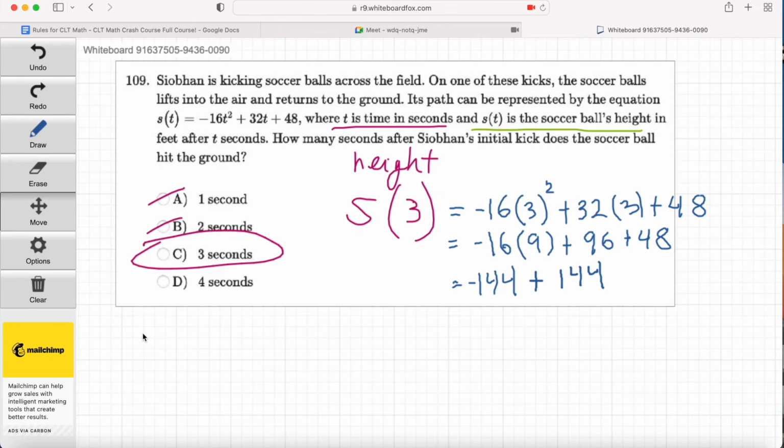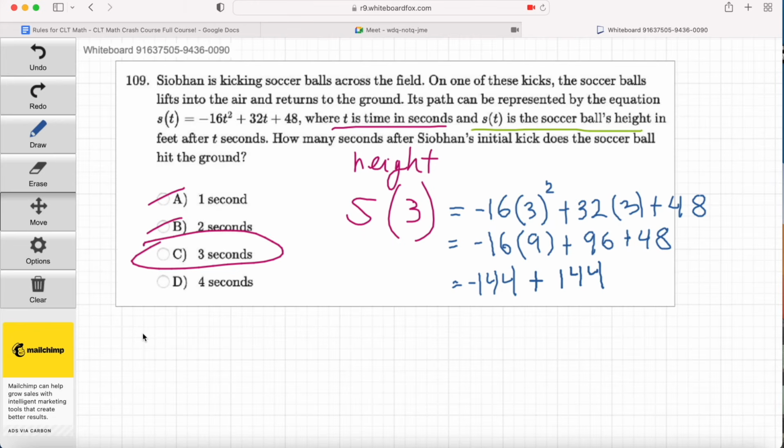No, they made it look scary. Yeah, they like doing that. But it's just arithmetic. At least here. Yeah, you got to do some algebra on the CLT. You do. We'll be doing some today. But on a question like this, you're just plugging in the values.